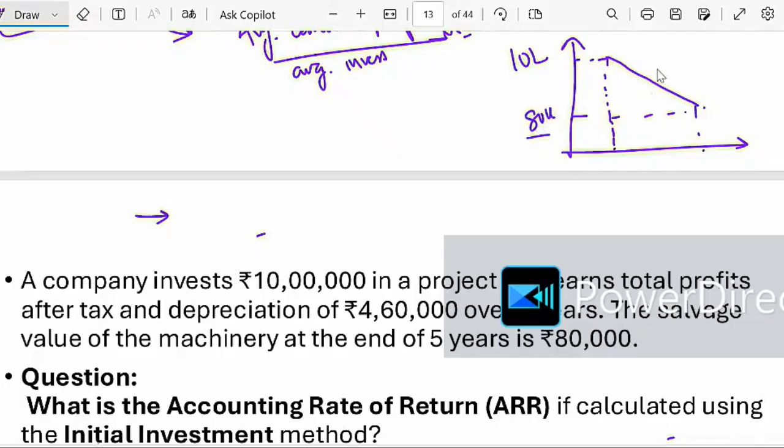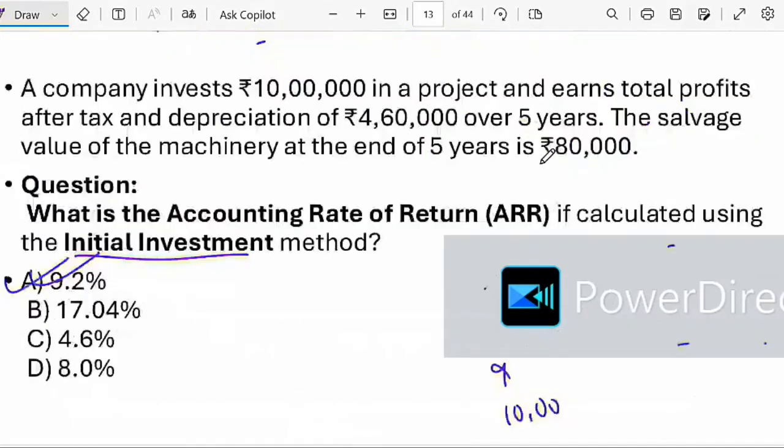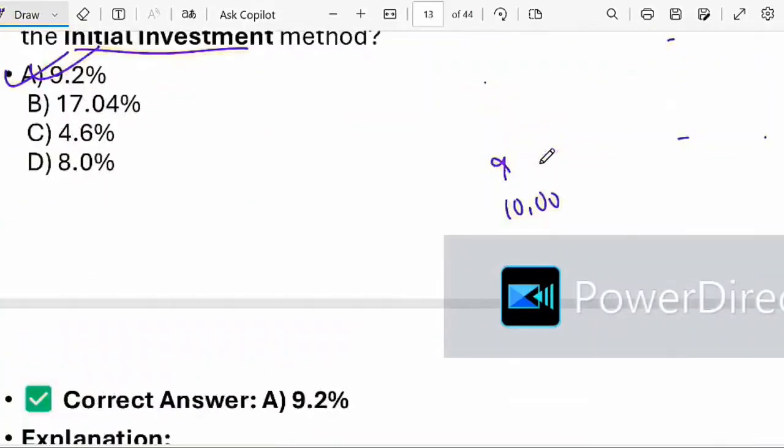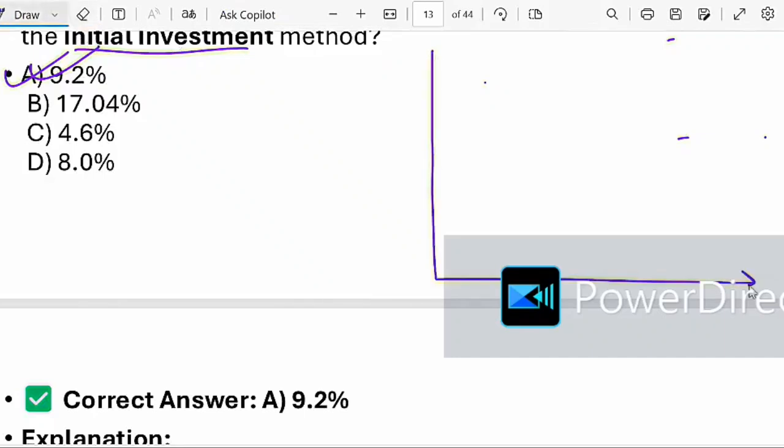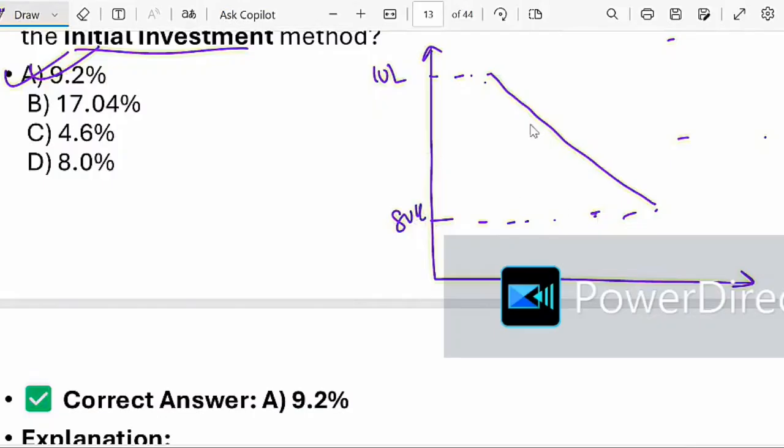And we want to calculate the average. Do you know how to calculate the average of this? Using the graph you can easily understand it. Let me use this particular space to make it clear how to find the average in this case, because we have to calculate average investment. The graphical way is the best way to understand it. Suppose this is the graph, initial value is 10 lakh, final value is somewhere here, 80,000, 80k. We have to find the average.